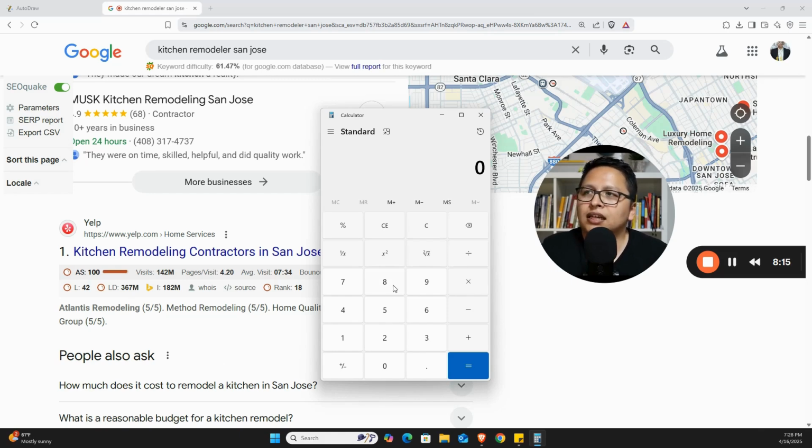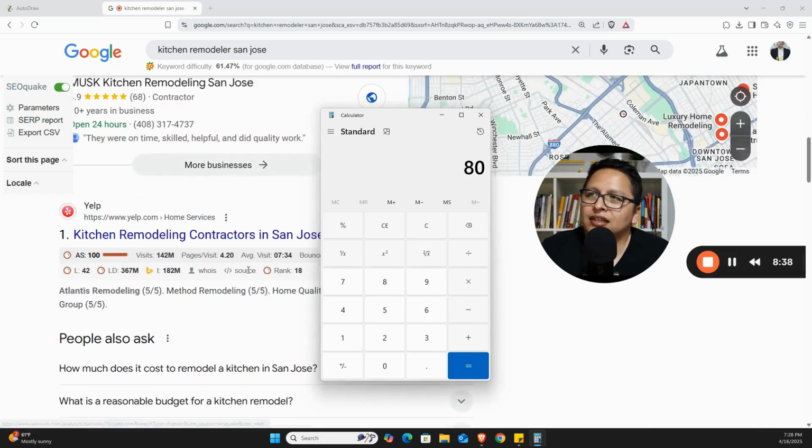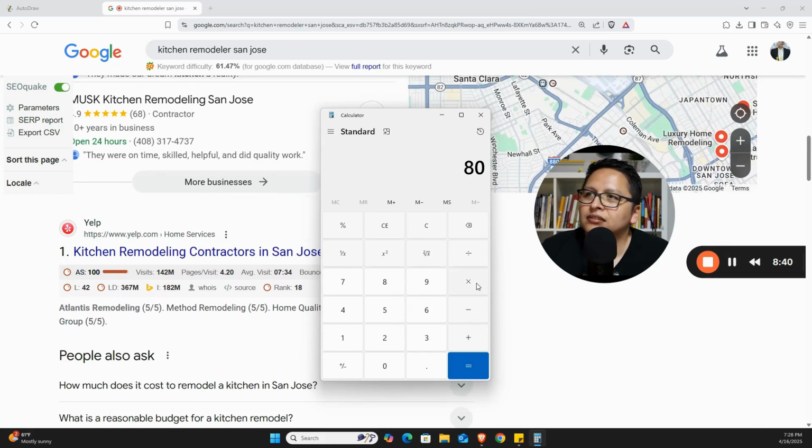So let's say we're spending $80 on an article that we're buying. We're playing it safe. We're not going to do anything black hat, anything iffy. We're just going to buy guest posts. So let's say $80 for a decent guest post, right? So let's say for this one we need 10. Let's just say we need 10 good guest posts.